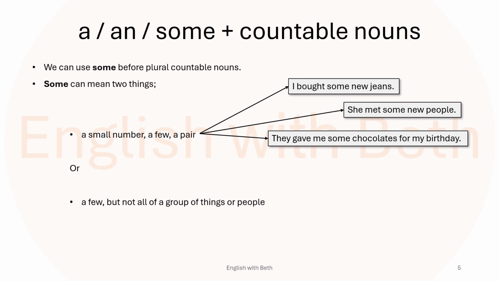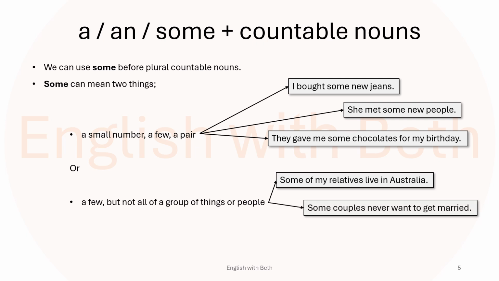It can also mean a few, but not all, of a group of things or people, as in, some of my relatives live in Australia. Not all my relatives, but some of them. Some couples never want to get married. Not all couples, but a few couples, some couples, never want to get married. I'm allergic to some types of nut. I'm not allergic to all nuts, but I'm allergic to some types of nut.